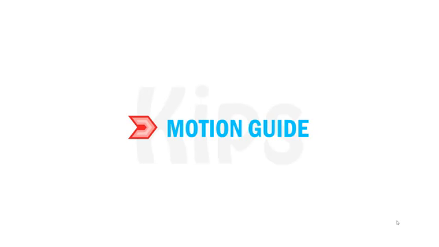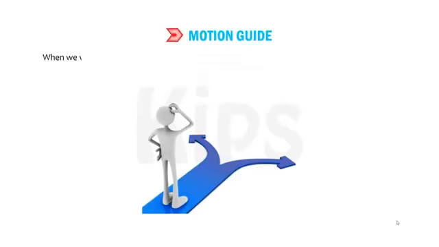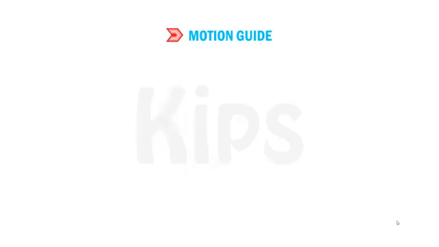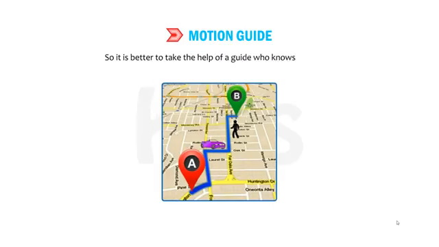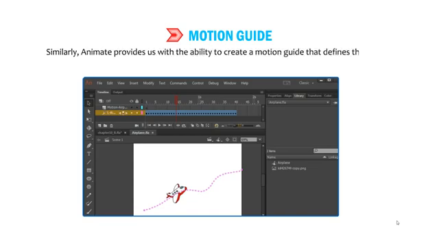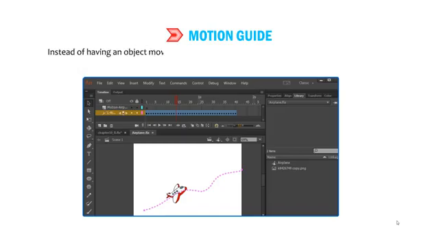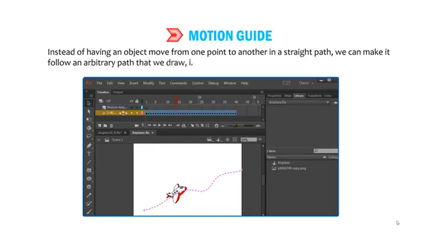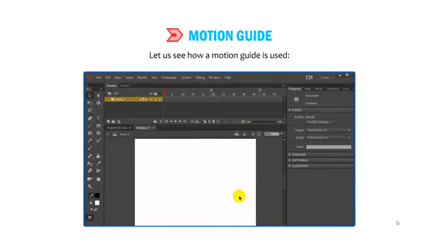Okay, now we will discuss the motion guide. When we visit an unknown place, we do not know which path to follow to reach our destination. So it is better to take the help of a guide who knows the route. He will take us to our destination. Similarly, Animate provides us with the ability to create a motion guide that defines the path of the movement for an object. Instead of having an object move from one point to another in a straight path, we can make it follow an arbitrary path that we draw, that is, a motion guide. Let us see how a motion guide is used.